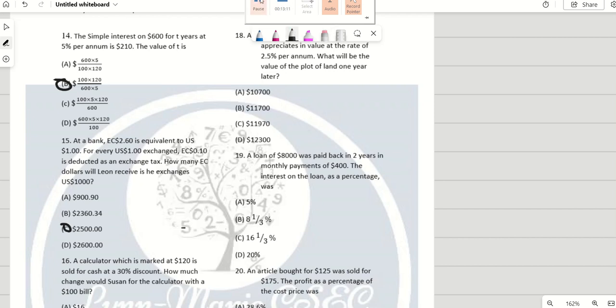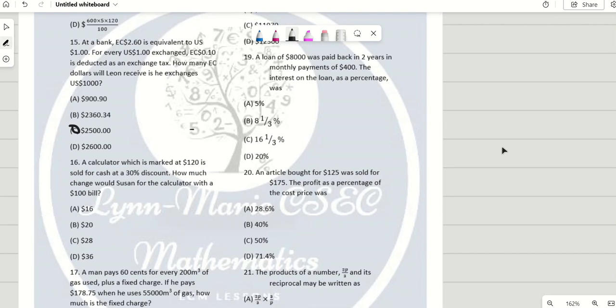Okay, so number 16. A calculator which is marked at 120 is sold for cash. If it's sold at cash, you have a 30% discount. How much change will Susan receive for the calculator with a $100 bill?